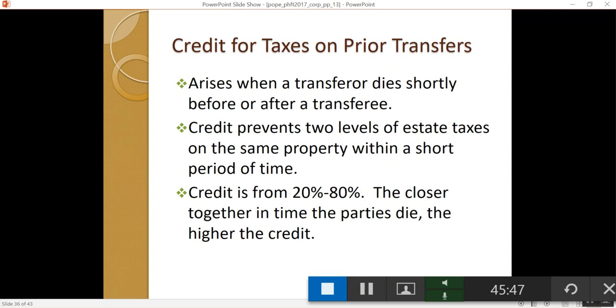So they're basically saying, hey, if enough time has passed between the date of death and the heir's date of death, then they're going to get taxed twice on that. But they do accord you some benefit when there's only a short period of time.